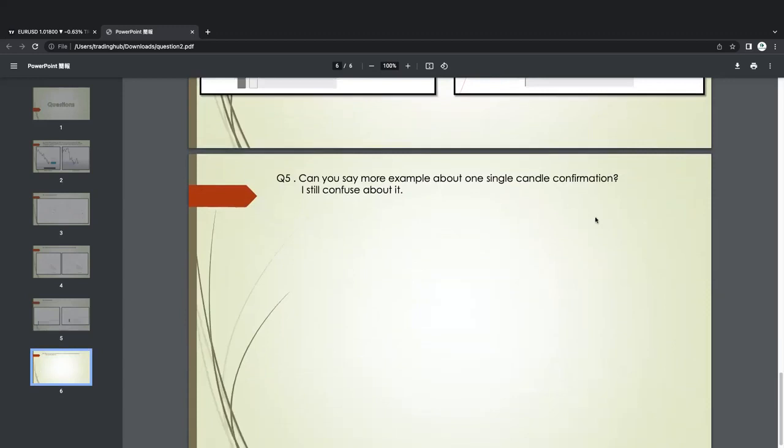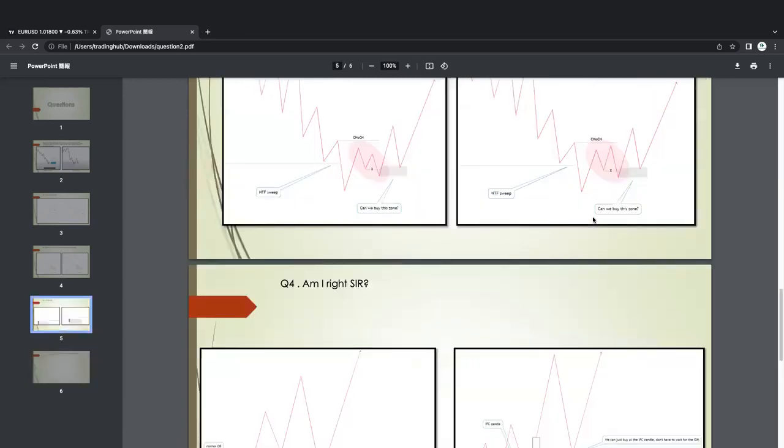Can you give more examples about one single candle confirmation? I'm still confused about it. Actually, single candle mitigation works when the market gives a reaction, like on your PY zone and lower time frame confirmation. Then we use 1 minute single candlestick confirmation here.